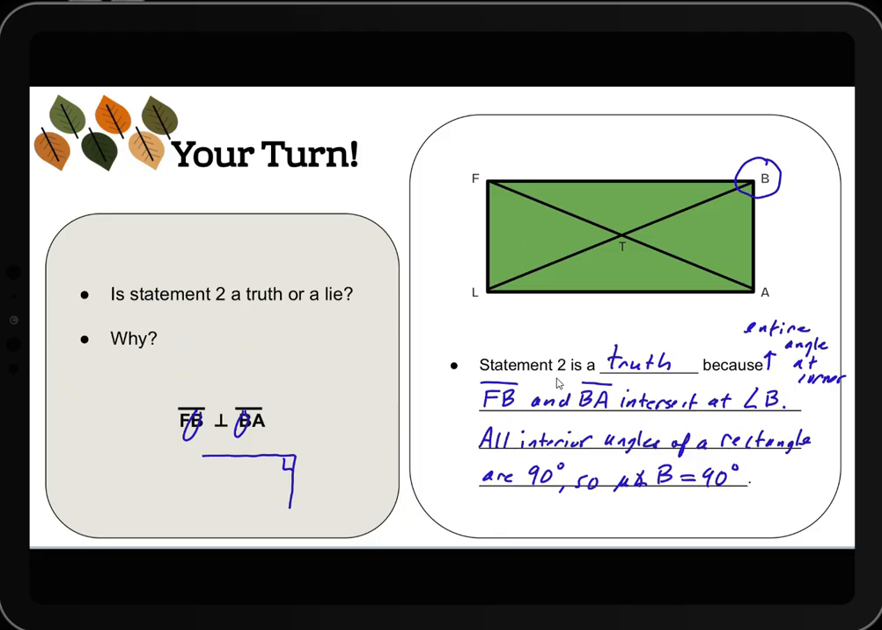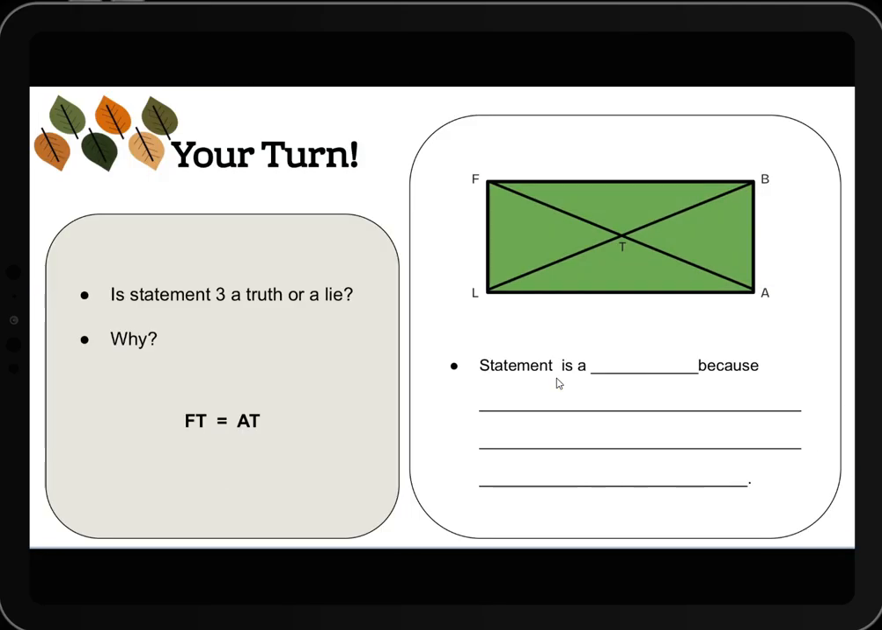This is a form of justification that you could use to verify why the two segments happen to be perpendicular. Remember that this symbol is the symbol for perpendicularity, okay? So don't forget what that symbol means. Let's go ahead and take a look at another statement. Is this statement actually true or is this false? So in this statement, what we want to reference is that FT is equal to AT. So FT is here and AT is here, and this is actually also a truth.